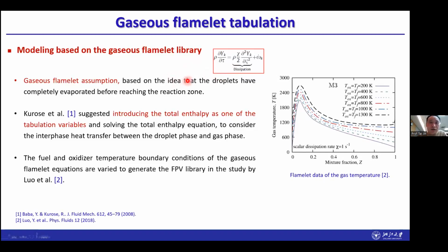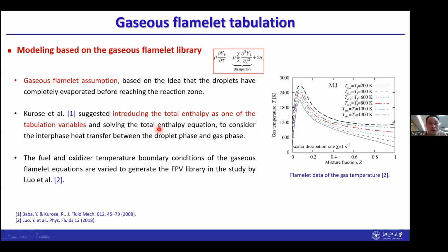So this is a very, very large assumption. Actually, gaseous flamelet simulation has been done for many kinds of applications. But if there is a strong interaction between droplets and flame, there will be evaporation in the reaction zone. And this has been noticed by other researchers, such as Cooler.